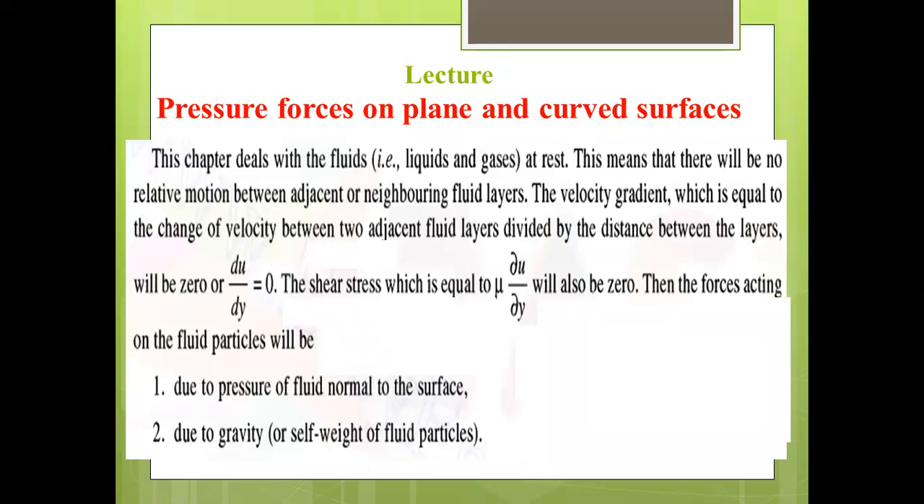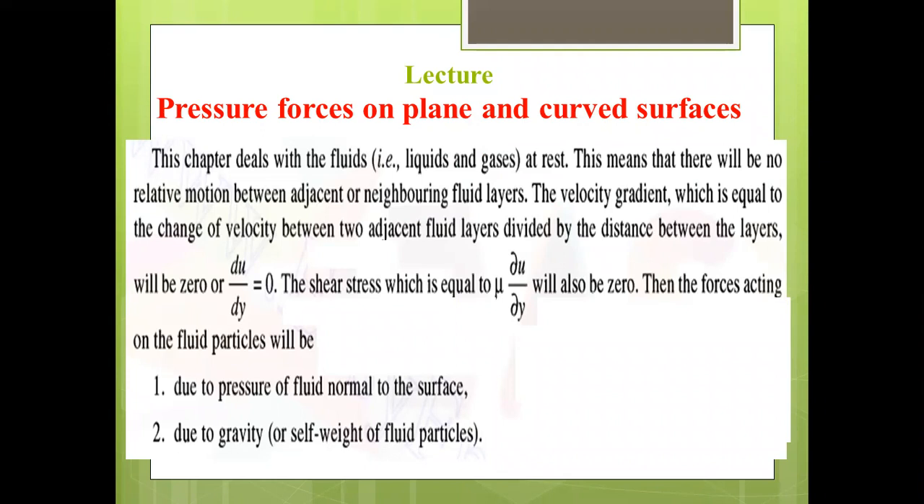The pressure forces on plane and curved surfaces. This chapter deals with fluids, that is liquids and gases at rest. This means that there will be no relative motion between adjacent or neighboring fluid layers. The velocity gradient, which is equal to the change of velocity between two adjacent fluid layers divided by the distance between the layers, will be 0, or du by dy will be equal to 0. The shear stress, which is equal to mu du by dy, will also be 0.